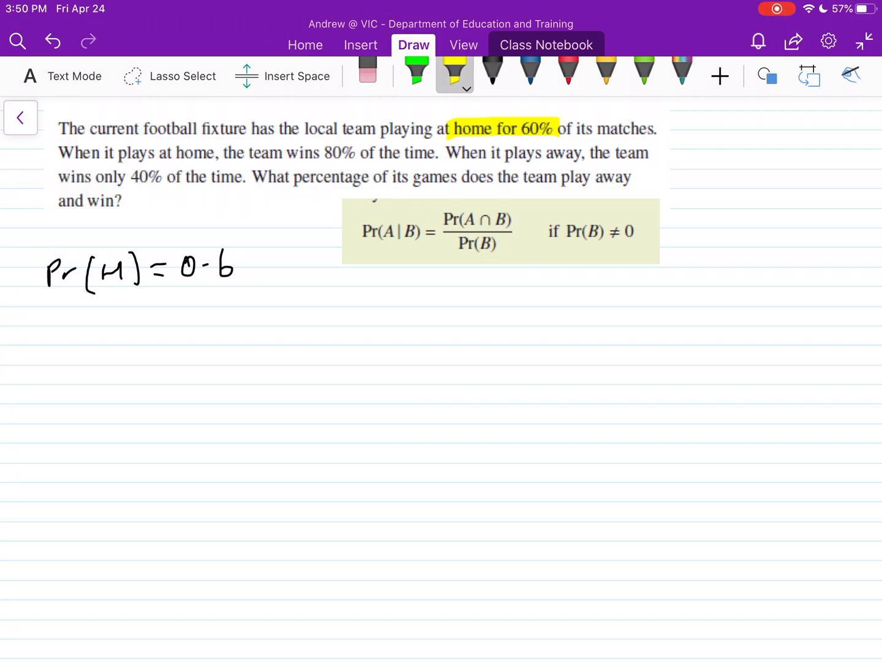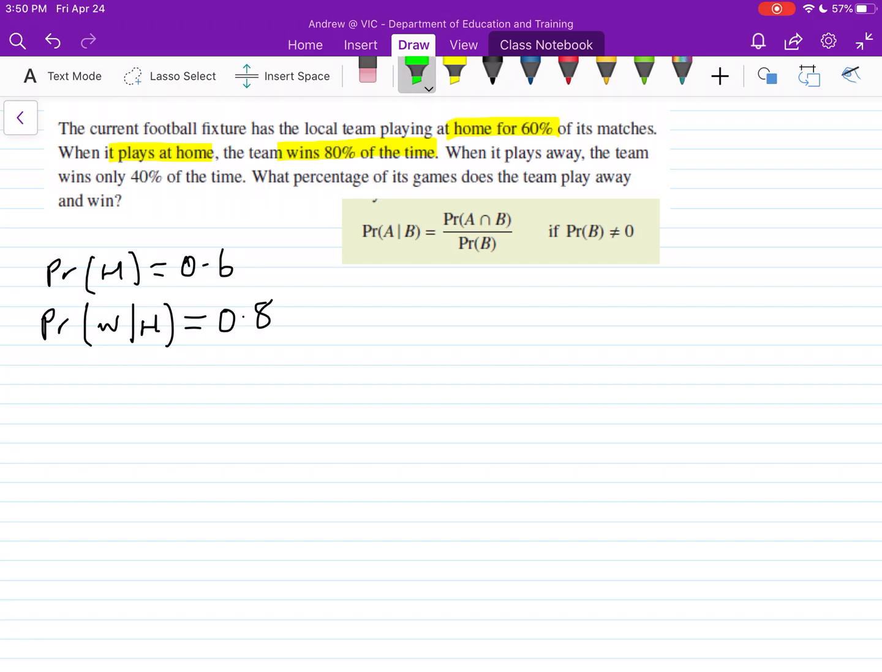Alright, when it plays at home, the team wins 80% of the time. So when it plays at home, they win 80% of the time. So you can write this as the probability that they win, given that they're at home, this here is equal to 0.8.